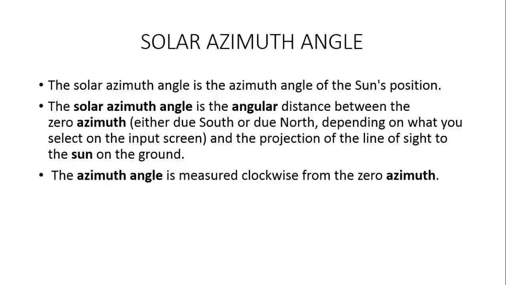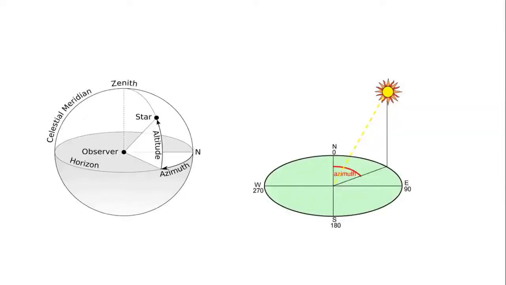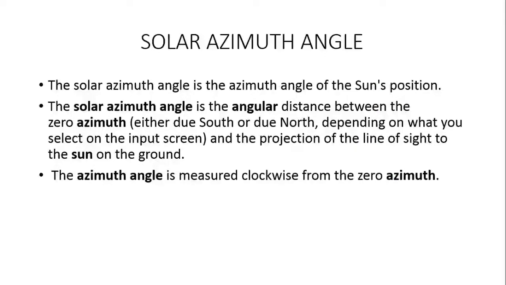So the next definition, solar azimuth angle, normally denoted as gamma s. Solar azimuth angle is the azimuth angle of the sun's position. It is the angular distance between the zero azimuth and the projection of the line of sight to the sun on the ground. It is measured clockwise from zero azimuth. In short, it is the distance between the zero azimuth and the projection of the line of sight to the sun on the ground.